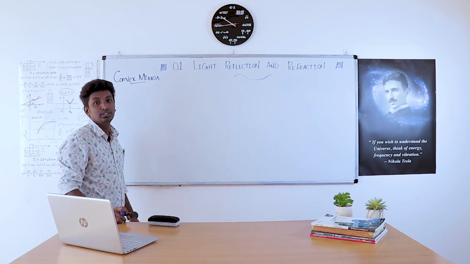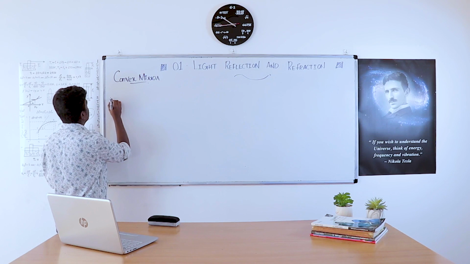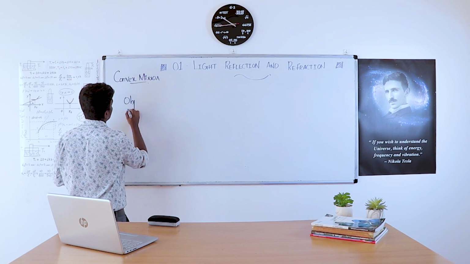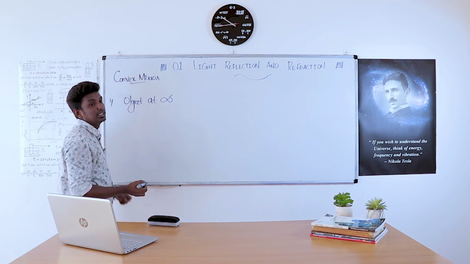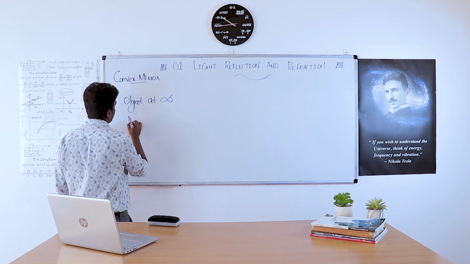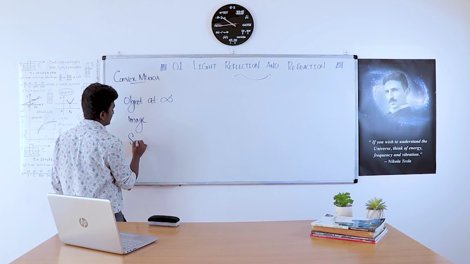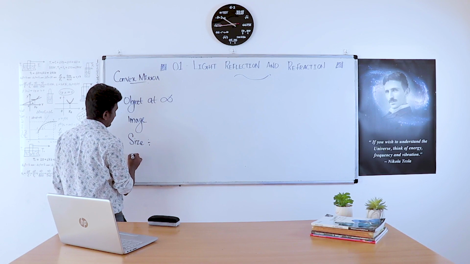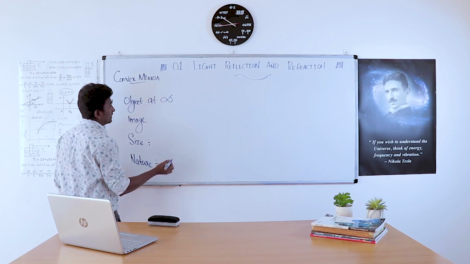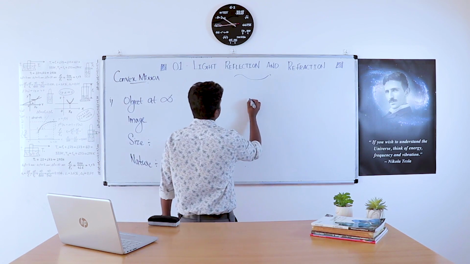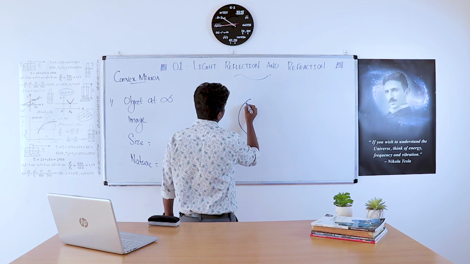So now image formation by convex mirror. The first case, I am placing the object at infinity. We need to find where the image is formed, the size of the image, and the nature of the image. Okay, we can draw. This is the convex type of mirror. So I am drawing a convex mirror.